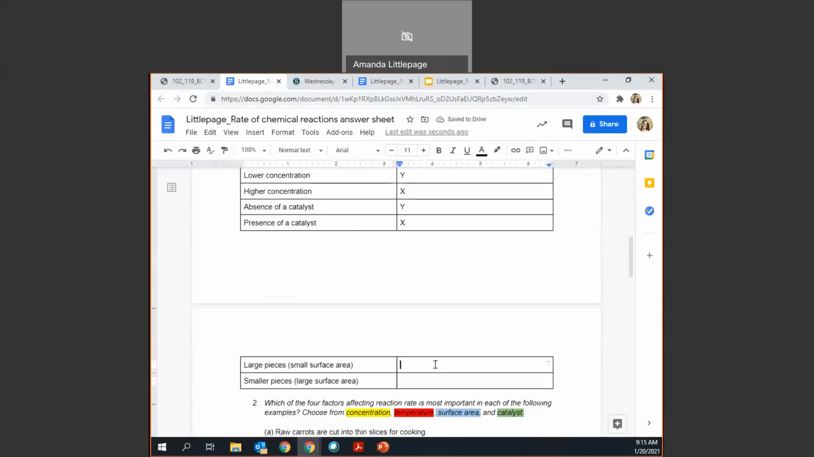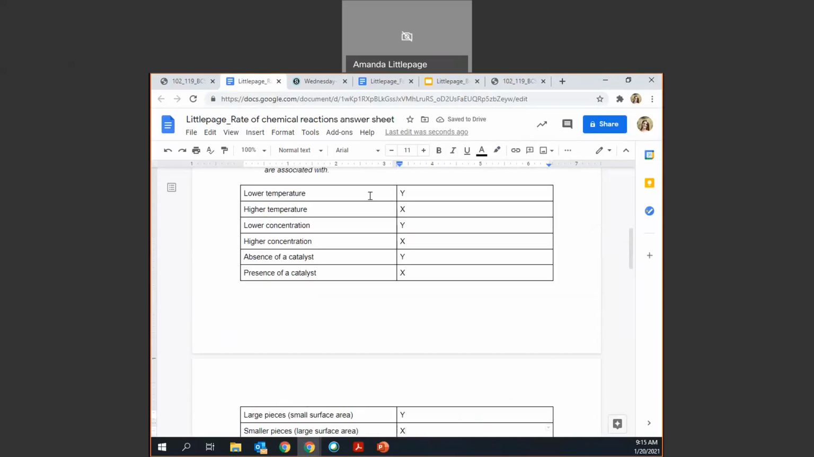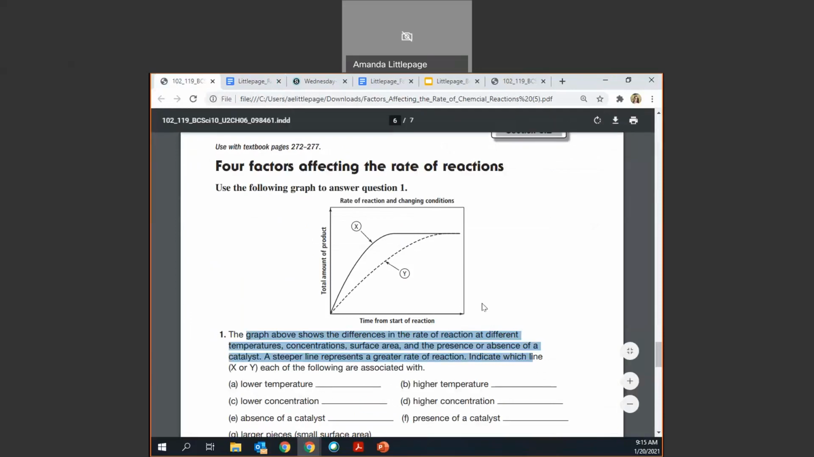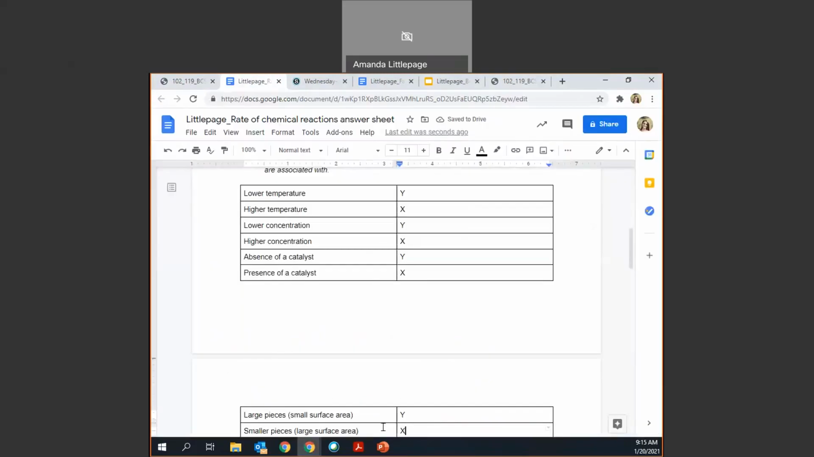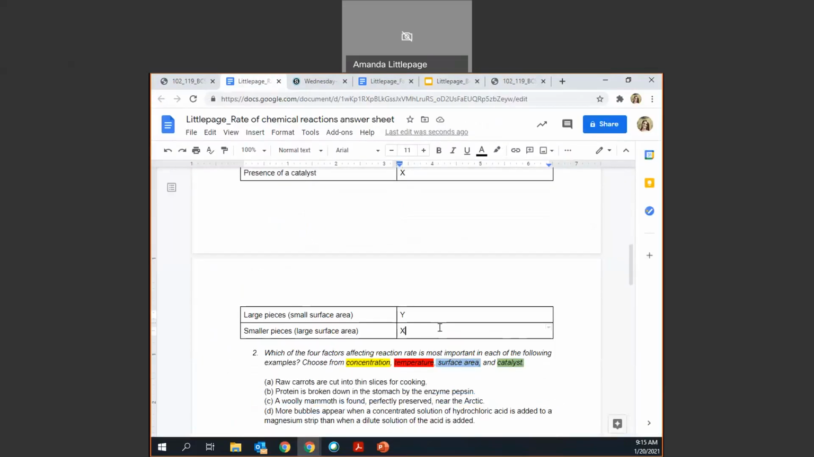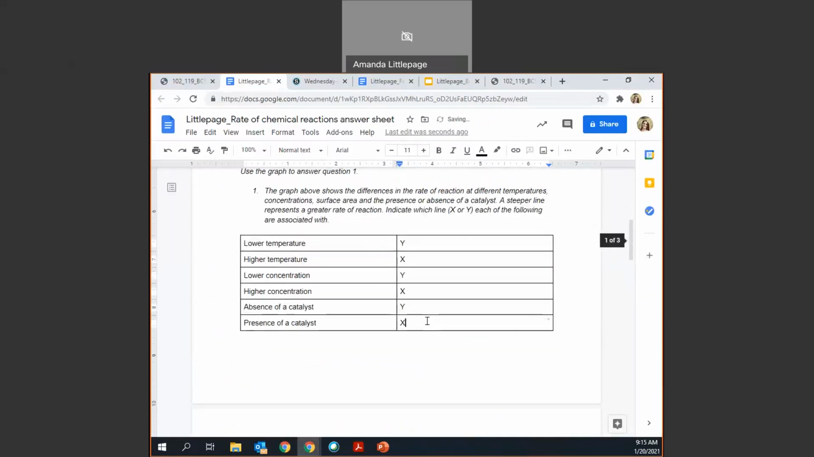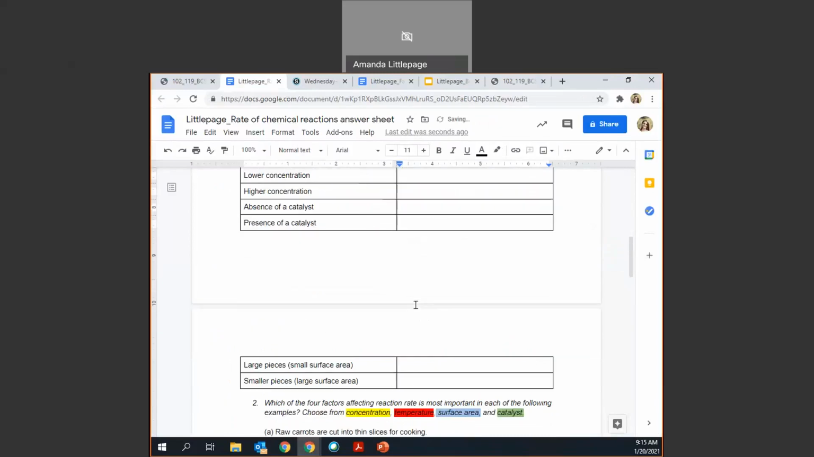What about surface area? Well, if it's a small surface area with larger pieces, that's going to be the slower one, graph Y. Smaller pieces, meaning a large surface area, would be graph X, which happens more quickly. Okay, so here are your responses, and again, they correspond to this graph right here. Anything that makes it faster is graph X, and anything that makes the reaction slower is graph Y. All right, so now that you have those filled in, I'm just going to erase these because otherwise it's going to save these to my document, and I'll mess up my settings.